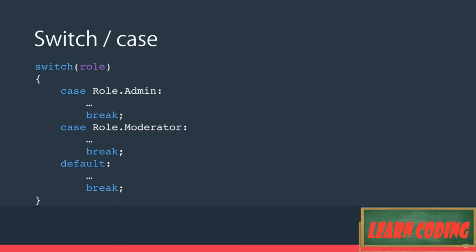And note that each case statement is terminated by a break statement. Then I have another case statement. So if the role is moderator, then this piece of code will be executed. If none of these conditions is true, then the default block will be executed. And of course, we need to have a break statement here as well. Now let's jump into code and explore each of these constructs in action.